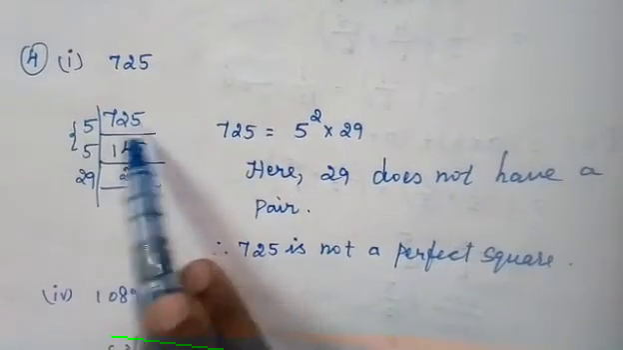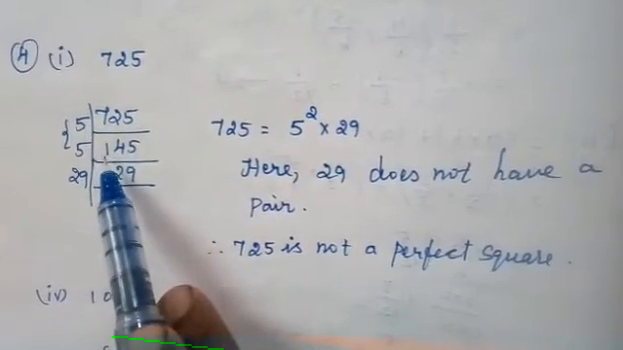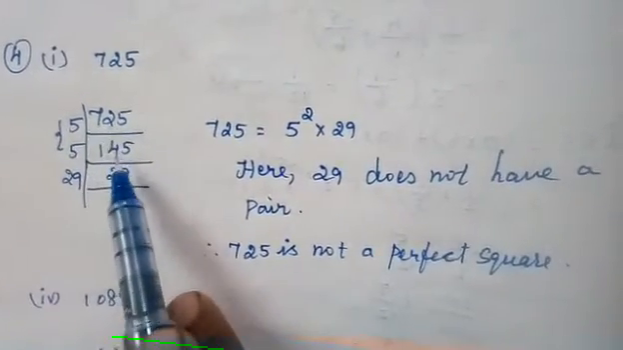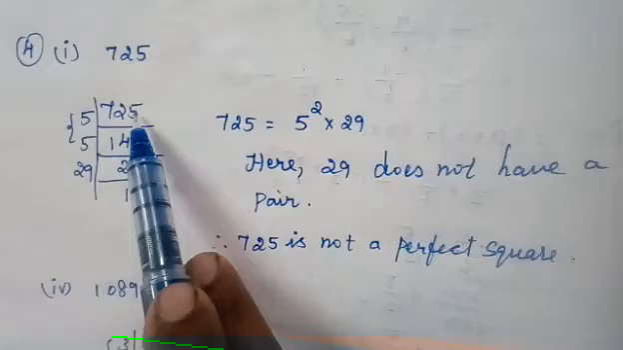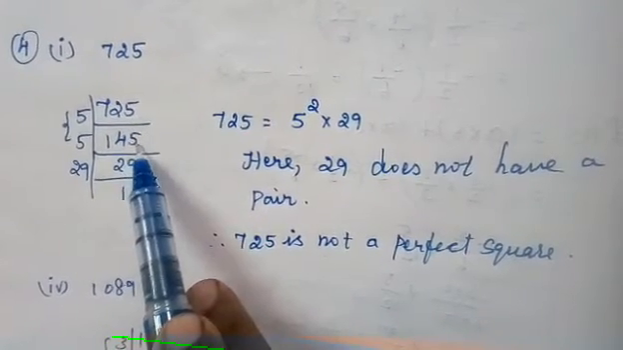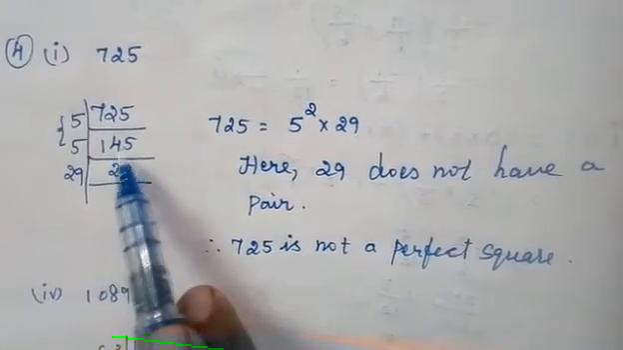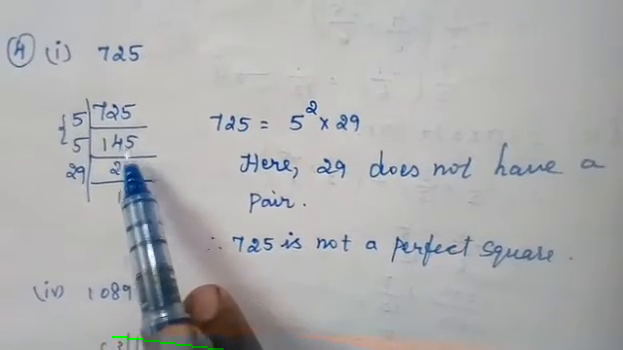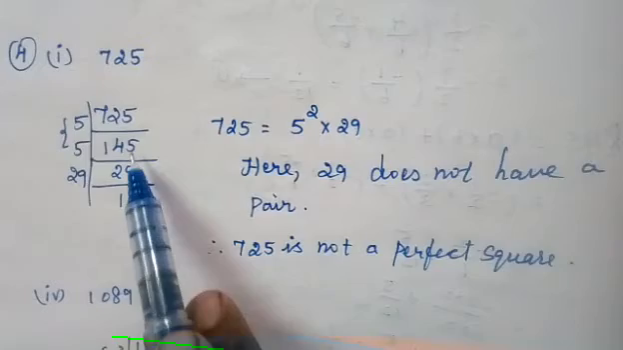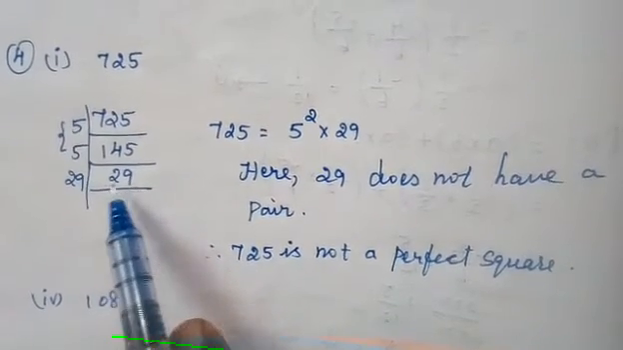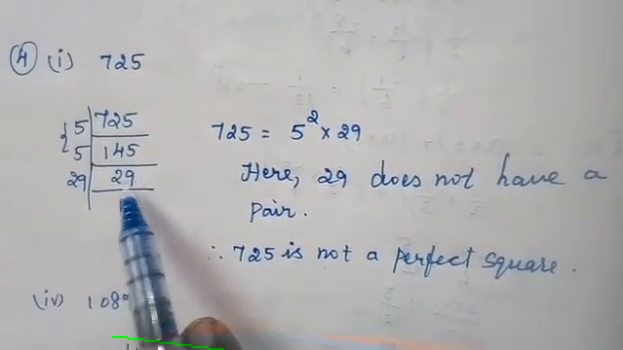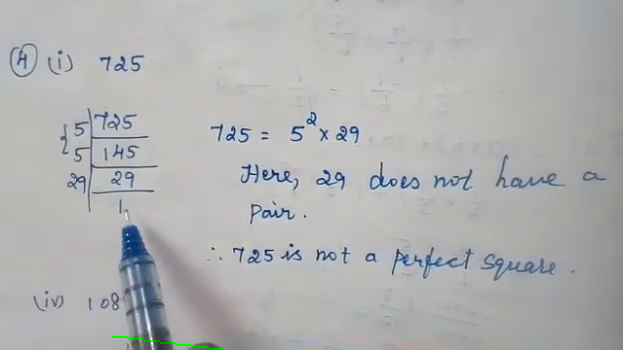First, it ends with 5, so you select the 5 table. 1 5 is 5, balance 2. 4 5s are 20, then balance 2. 5 5s are 25, then again 5. That is 2 5s are 10, then again 4 is a balance, so the next number is 45, 9 5s are 45. 29 is a prime number, divided by itself, so 29, one time.